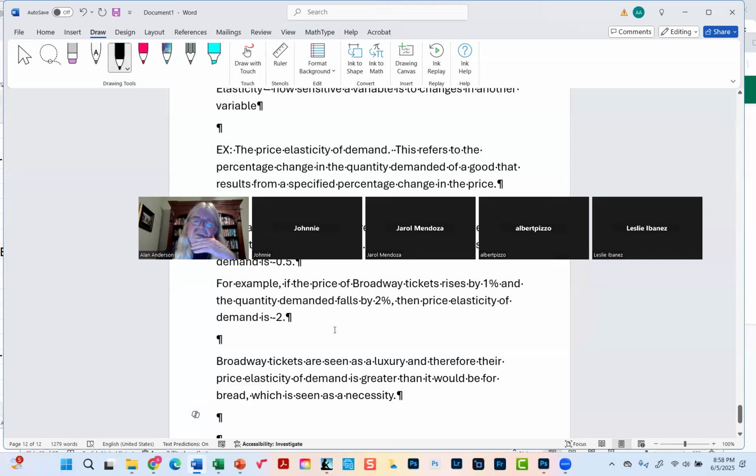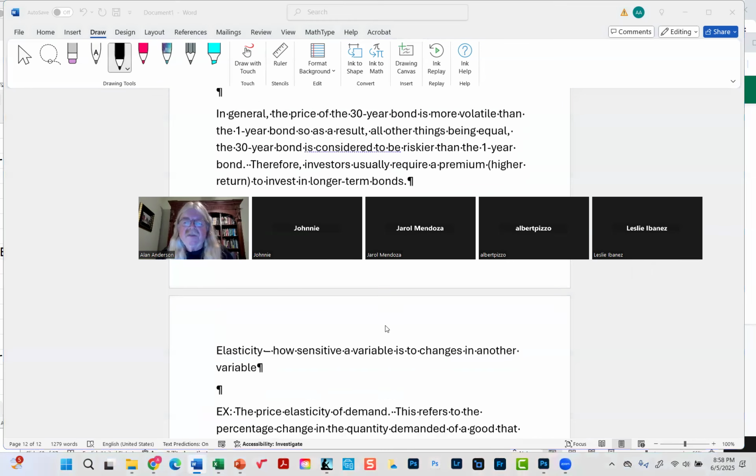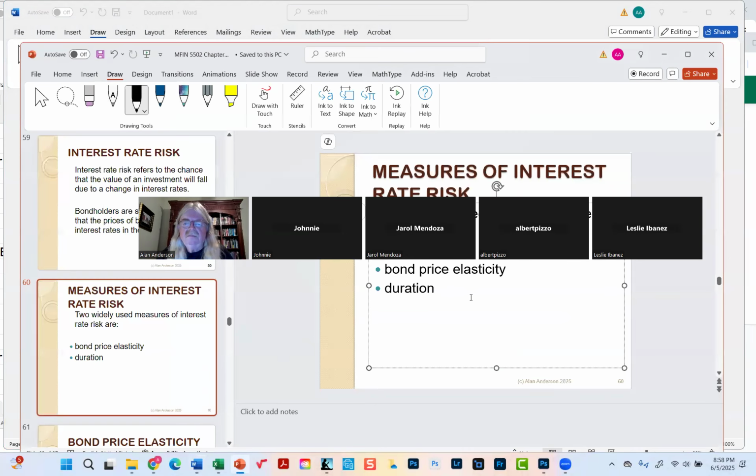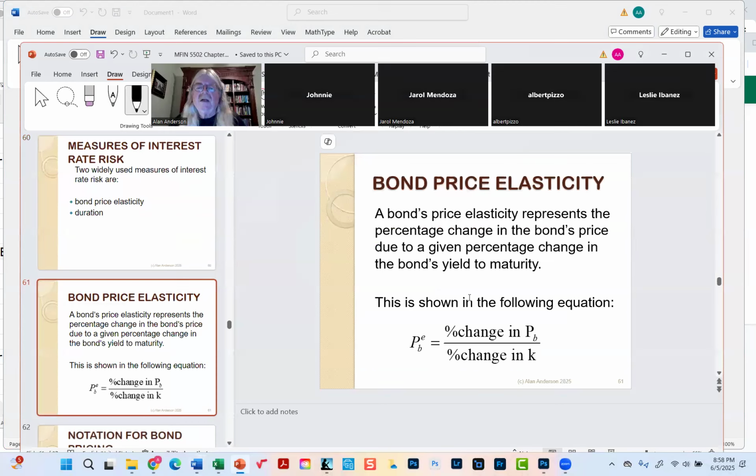There are going to be all kinds of different types of elasticities, but what we're specifically interested in here is the percentage change in the price of a bond due to a given change in the yield, percentage change. Okay.